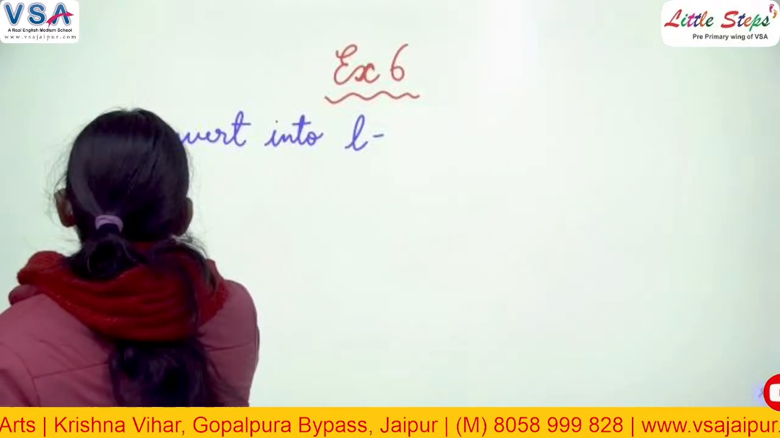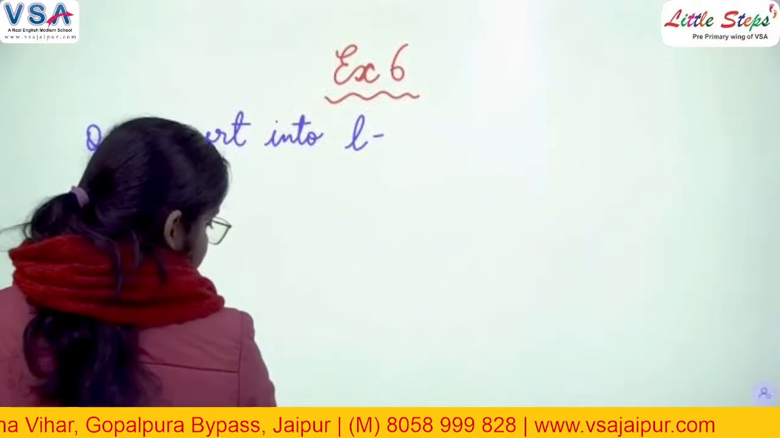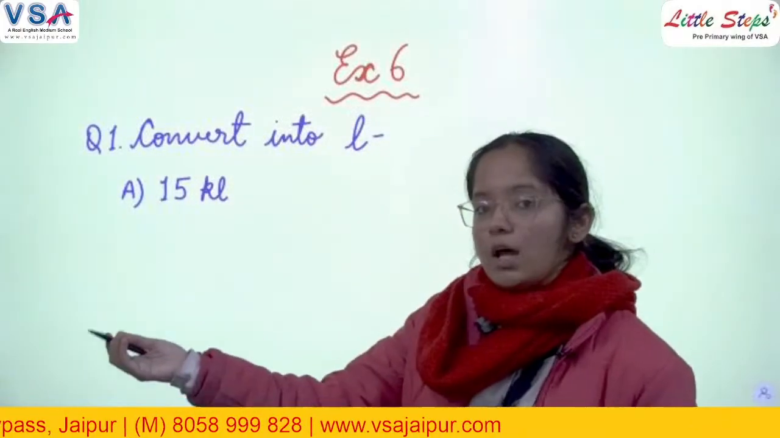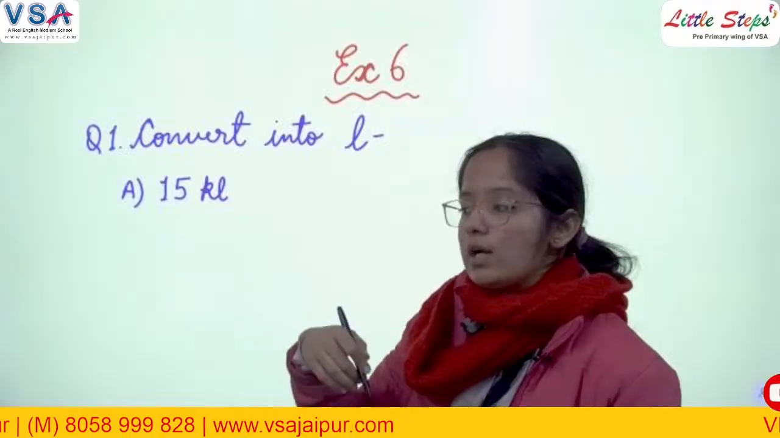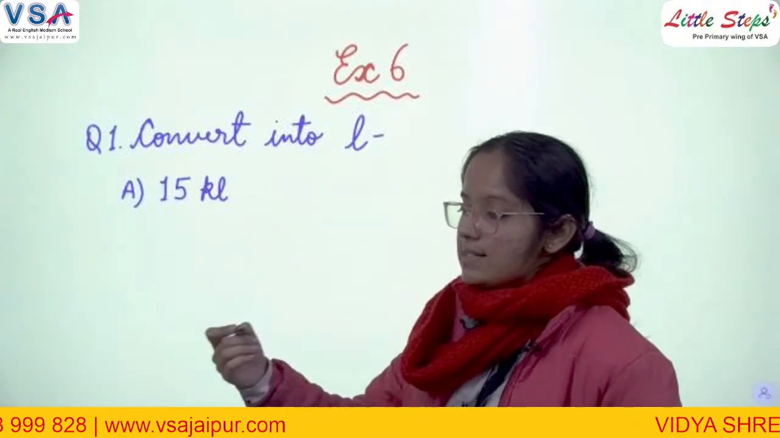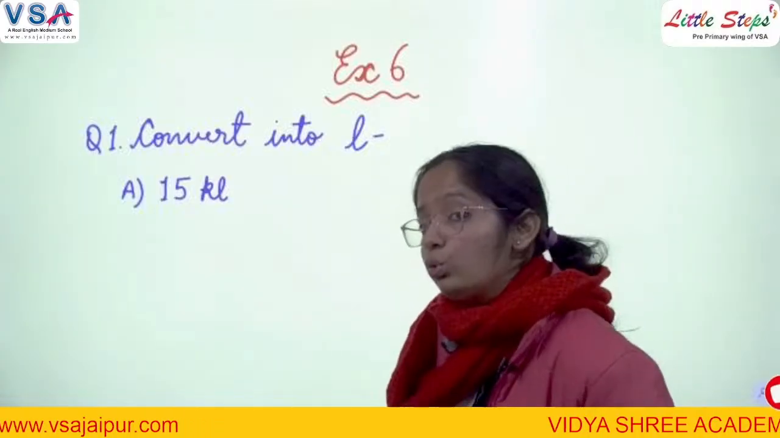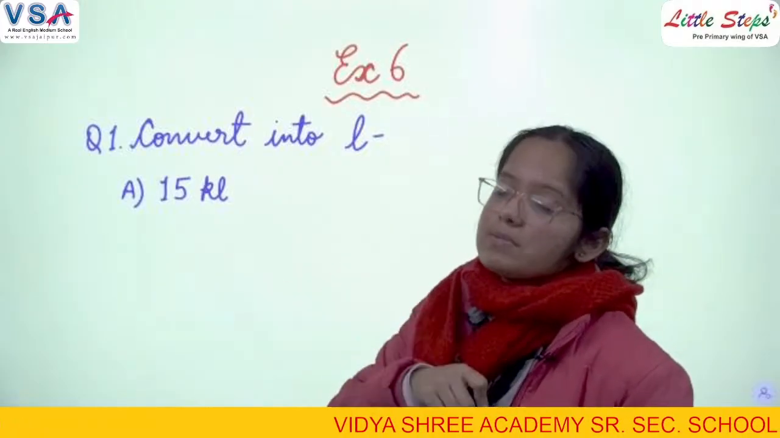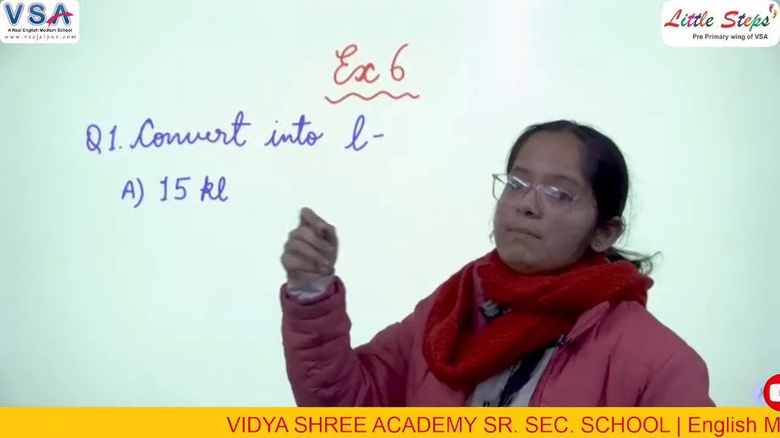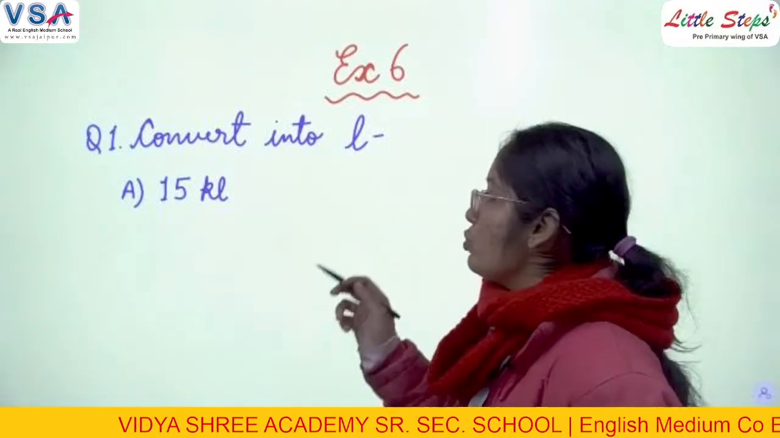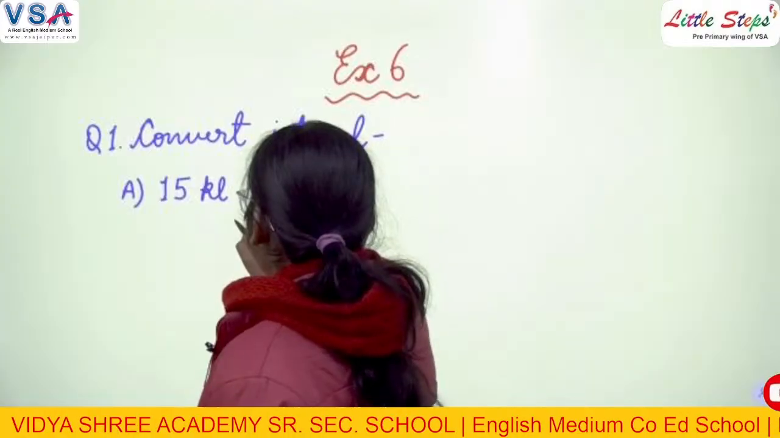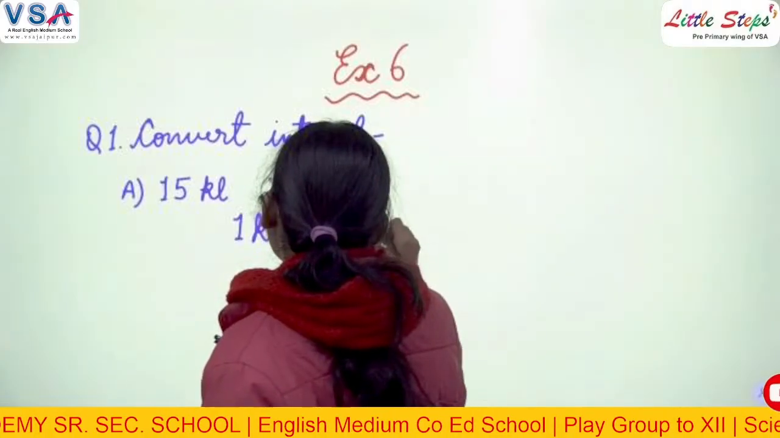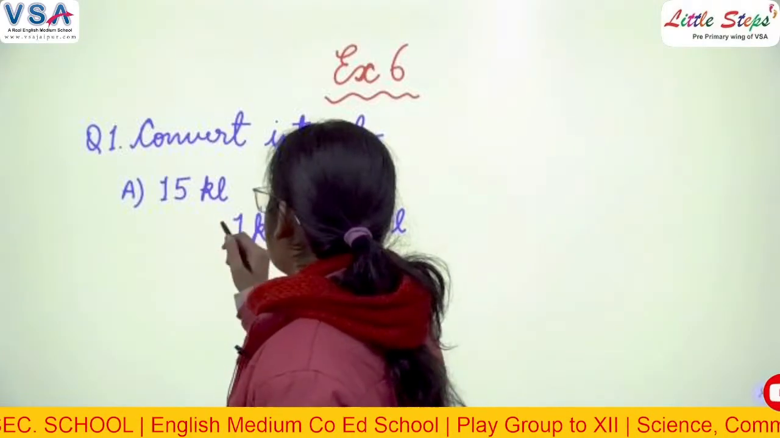First is 15 kiloliter. Kiloliter, we move from the highest to the basic unit, that is from kiloliter to liter. When we move from kilo to hecto to deca and then to liter, that is the basic unit. We have to jump 3 times in the metric system. So 3 times means 10 multiplied by 10 multiplied by 10. That will be equal to 1000. So 1 kiloliter is equal to 1000 liters.